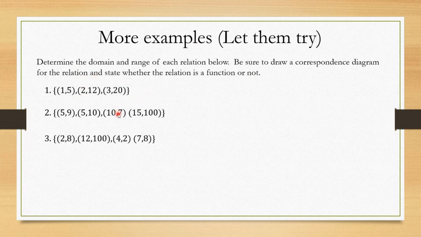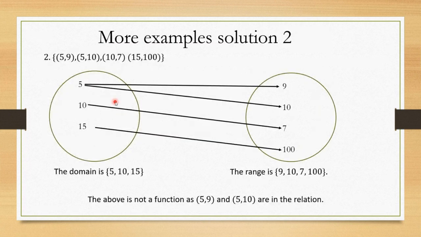You can probably see that in number 2, you don't get a function. It is a relation. A relation, remember, is just a collection of ordered pairs. So from here, we have 5, 10, 15. So that's the domain. The domain, remember, is all the x coordinates. The range, remember, is all the y coordinates. So we have 9, 10, 7, 100.